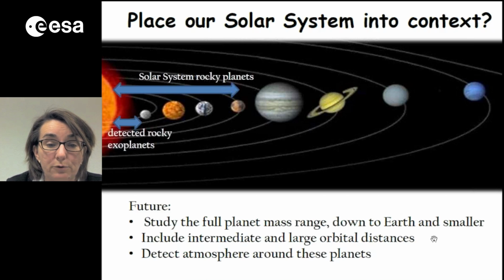We have to exploit the full Mars range down to Earth-sized planets and, if we can, smaller. At orbital distances which are large enough for planets to be cool, so cool we can have water on the surface, so planets in the habitable zone, and detect the atmospheres around these planets in future.